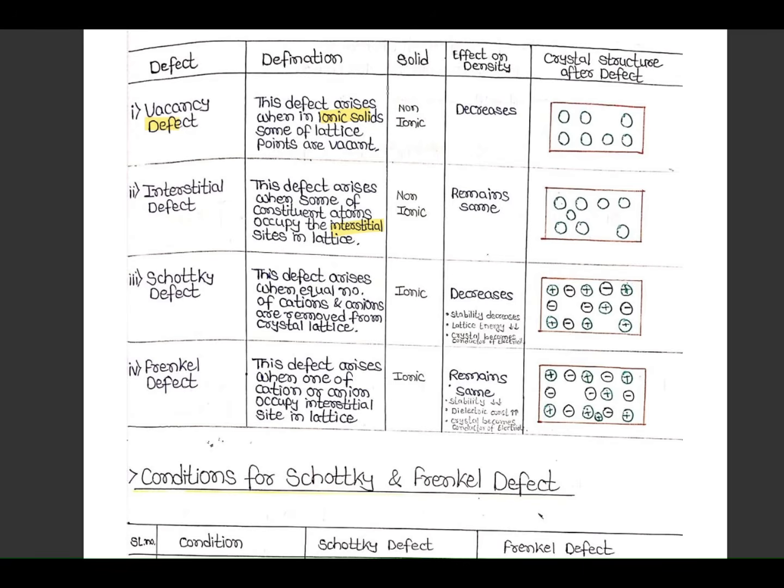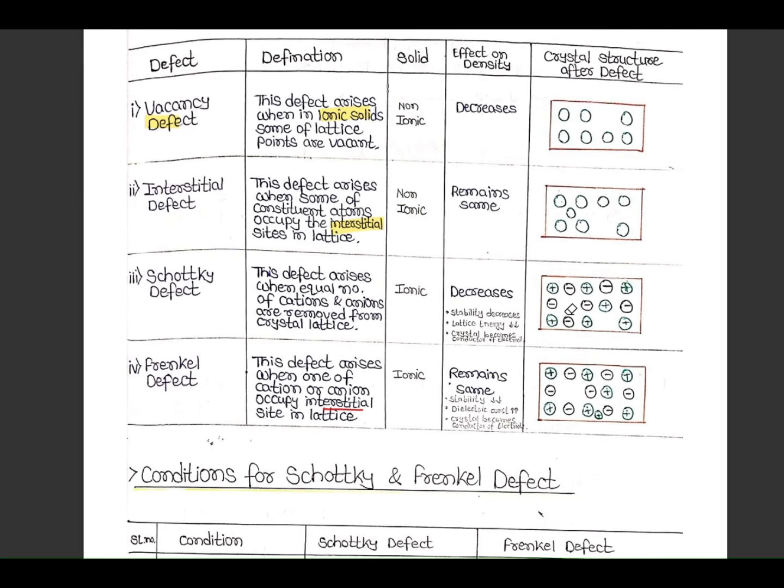Now, Frenkel defect. Frenkel defect arises when one of the cation or anion occupies the interstitial site. And here there was a cation, and this cation is displaced from its lattice position and is present in the interstitial site. So it is a Frenkel defect. It is also similar to interstitial defect, but Schottky and Frenkel defects are used for ionic compounds.